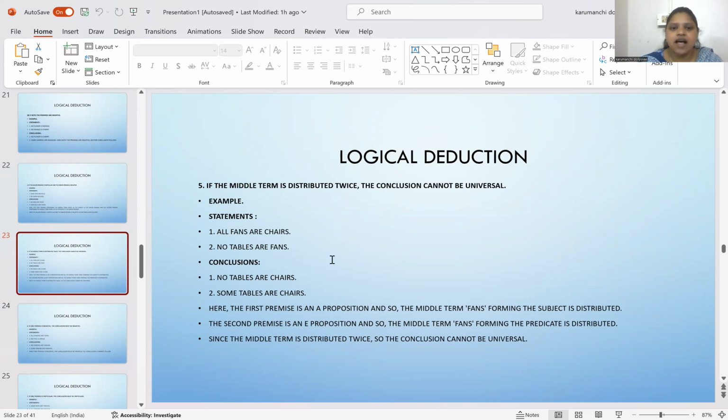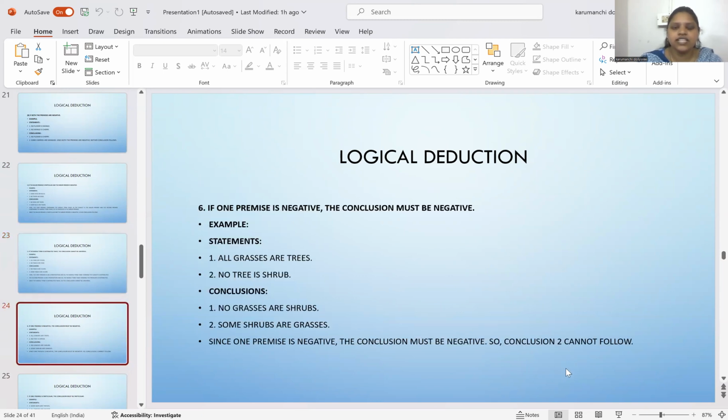The fifth rule is if the middle term is distributed twice, the conclusion cannot be universal. If we take this example: all fans are chairs, no tables are fans. In conclusion, no tables are chairs, some tables are chairs. Here, the first premise is an A proposition, so the middle term, fans, forming the subject, is distributed, and the second premise is an E proposition, so the middle term here, forming the predicate, is also distributed. Since the middle term is distributed twice, the conclusion cannot be universal.